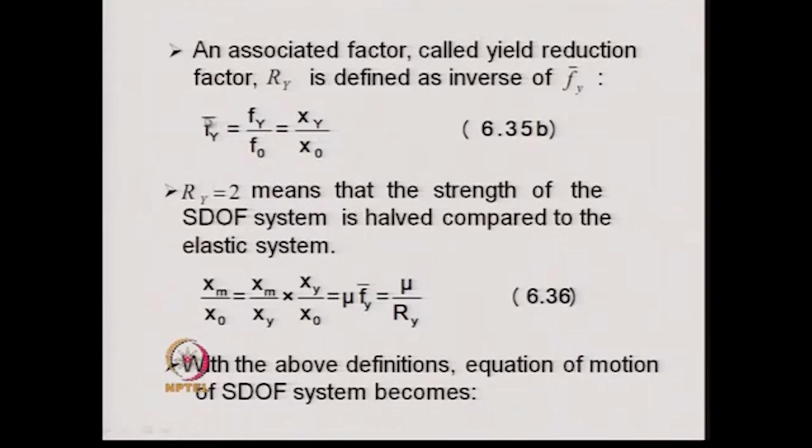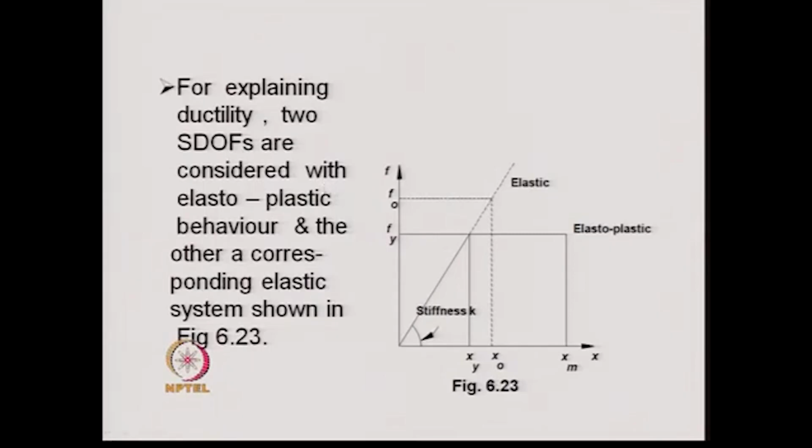F bar y is a non-dimensional yield force defined by Fy divided by F0. That is, Fy is the maximum force that can occur in the elastoplastic system, and F0 is the maximum force that is developed if that particular system were behaving as an elastic system, and this is equal to xy by x0, which is shown in the earlier figure. So, this Fy by F0 will be equal to xy by x0.